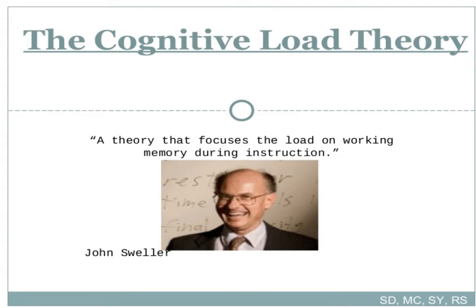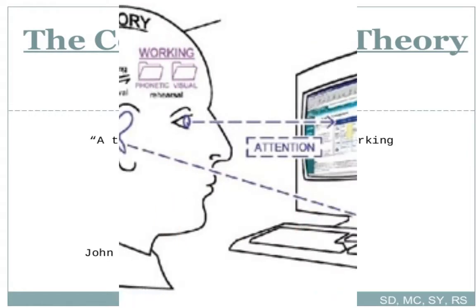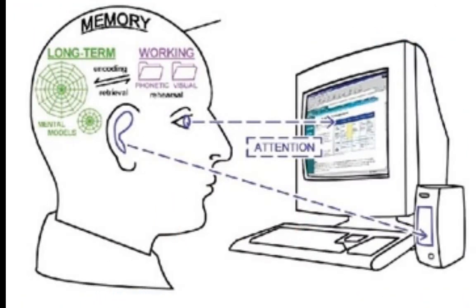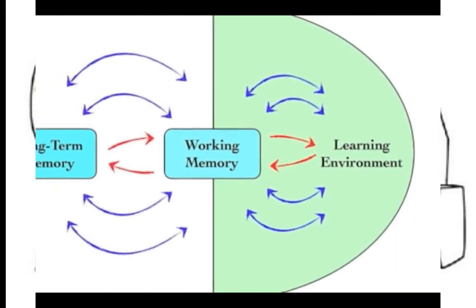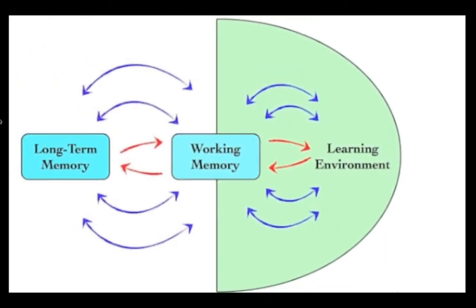According to the cognitive load theory developed by John Sweller in 1991, we have a limited amount of working memory available to process new information into schemas in long-term memory. In turn, long-term memories can be pulled into working memory to aid with the construction of new schema.